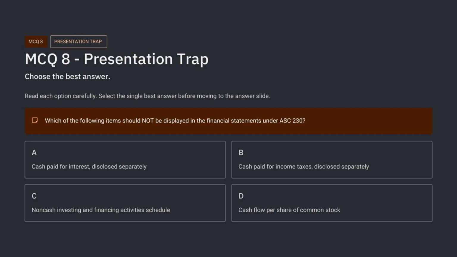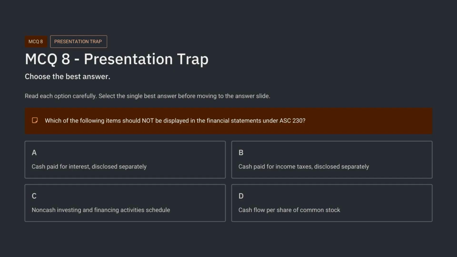MCQ 8 tests a presentation trap. The question is, which of the following items should not be displayed in the financial statements under ASC 230? Your options are A. Cash paid for interest, disclosed separately. B. Cash paid for income taxes, disclosed separately. C. Non-cash investing and financing activities schedule. And D. Cash flow per share of common stock.